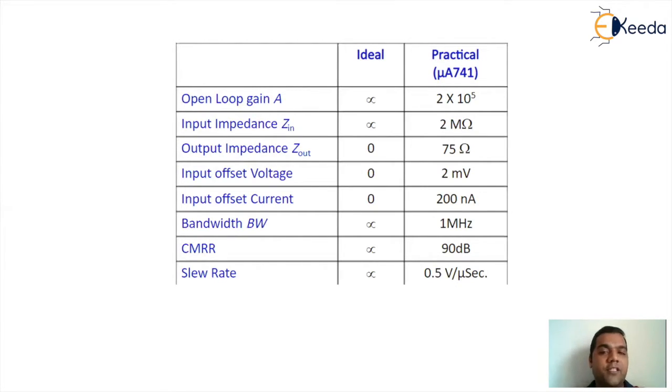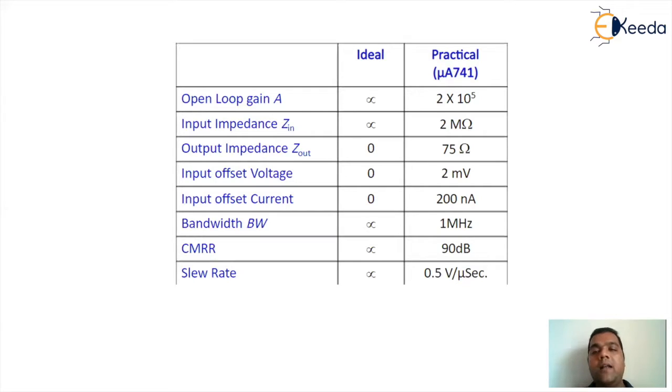CMRR by definition is the ratio of differential gain to common mode gain. Differential gain is basically the gain measured for the op-amp when two valid inputs are applied at both the terminals and you are getting an output for that. And whenever we go for the common mode gain, both the input pins of the op-amp will be connected to ground.